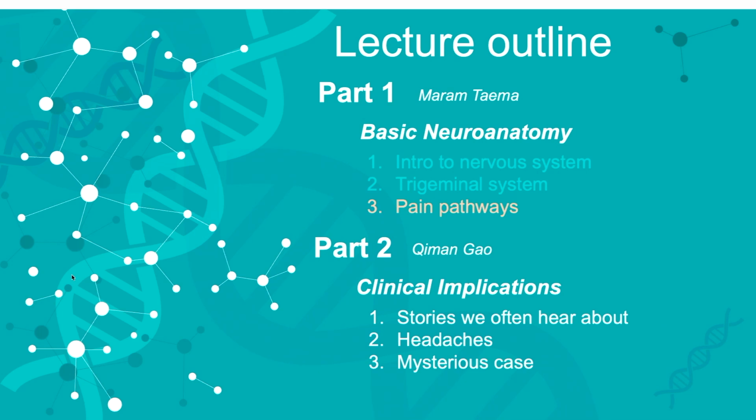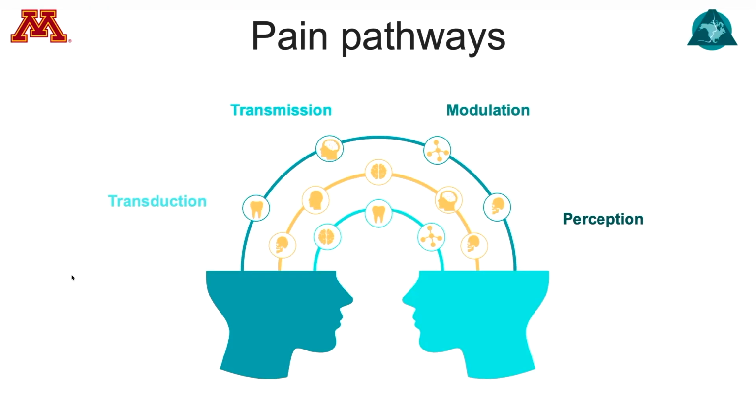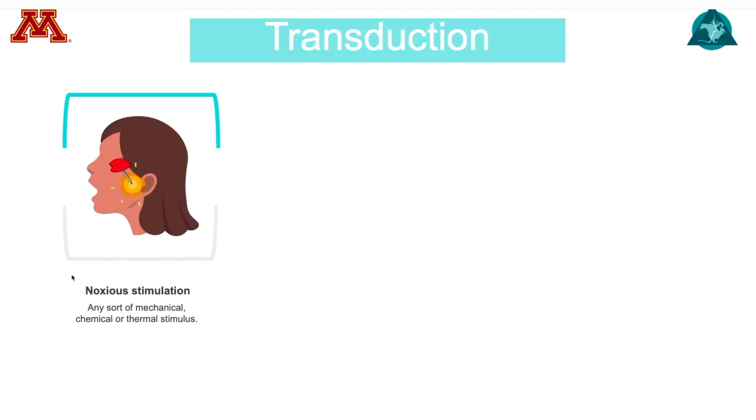Now let's talk about pain. How does pain go through the trigeminal nerve? So for pain to happen, it has to go through 4 steps. First, transduction, transmission, modulation, perception. Let's quickly go through these steps with pain.